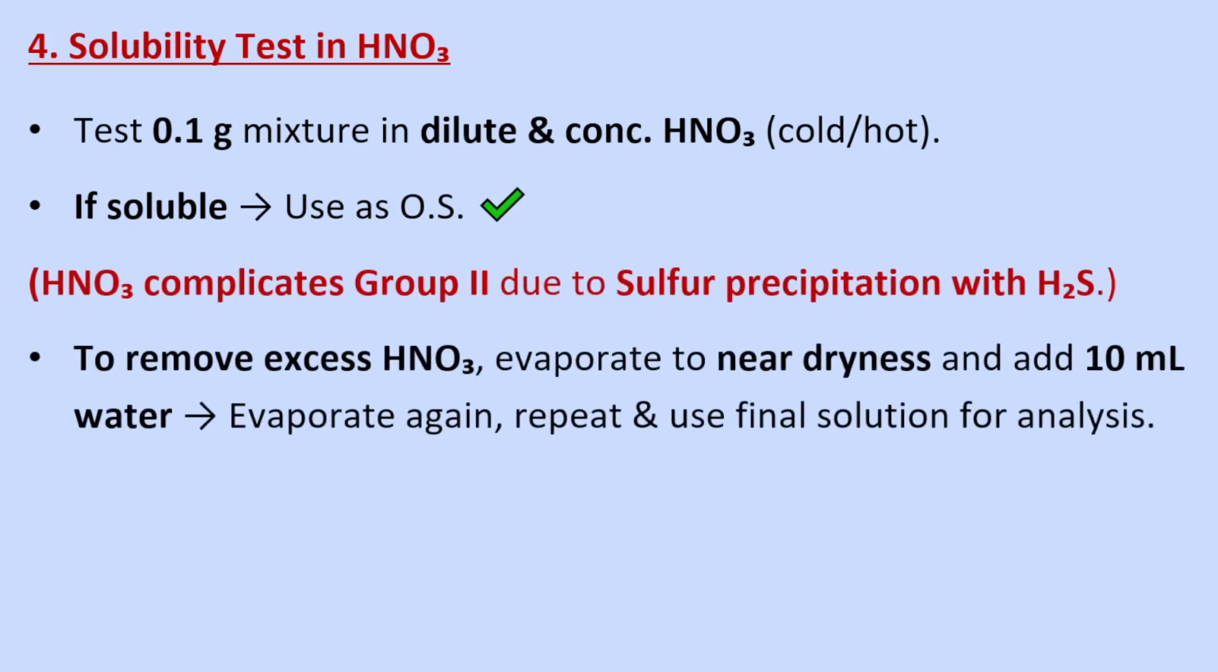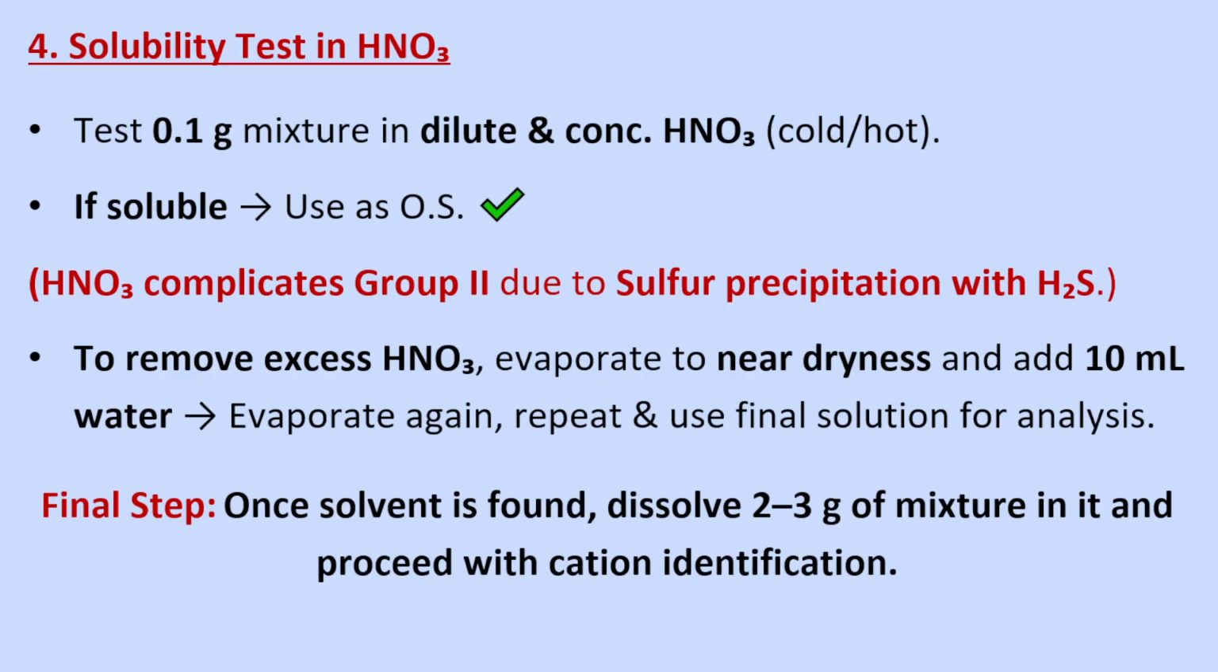There is a note that if you are using nitric acid, make sure to follow this point. Using nitric acid can interfere with group 2 analysis due to sulfur precipitation with H2S. To remove excess nitric acid, gently evaporate the solution to near dryness in a china dish, but don't overheat. Add 10 ml of water, evaporate again to near dryness. Add another 10 ml of water. Now this solution is ready for cation analysis and it is free from nitric acid.